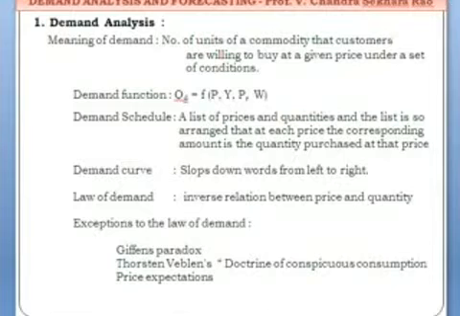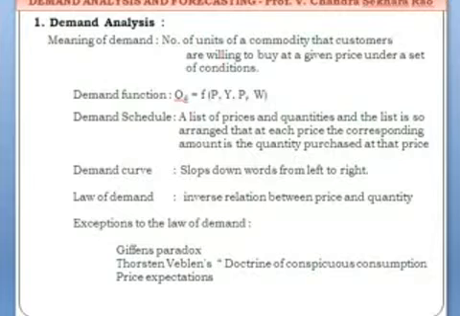We have seen that demand means the number of units of a commodity that customers are going to buy under a given price under a given set of conditions. Another aspect is, in order to say that there is a demand for a commodity, three important conditions need to be satisfied. One is desire to acquire the commodity, second is willingness to pay for the commodity, and third is ability to pay for the commodity. Unless these three aspects are there, you cannot call it a demand for a commodity.